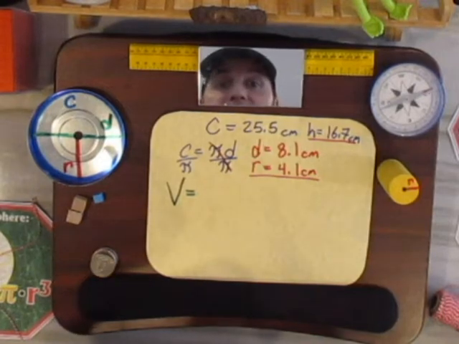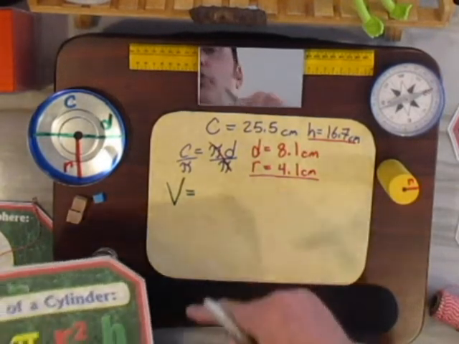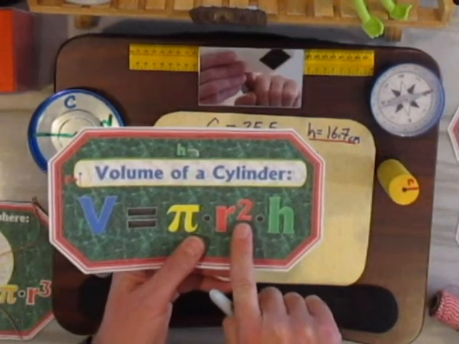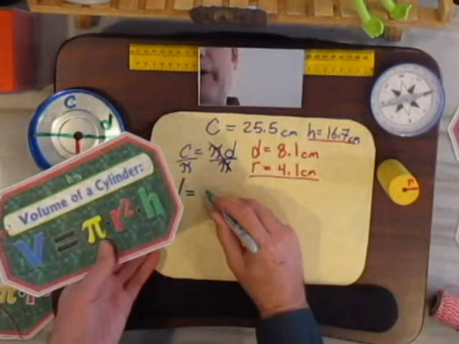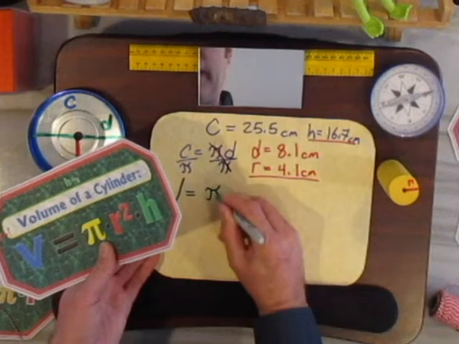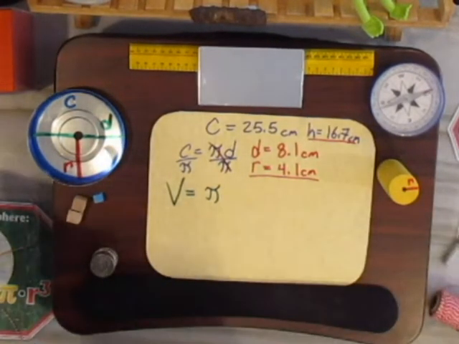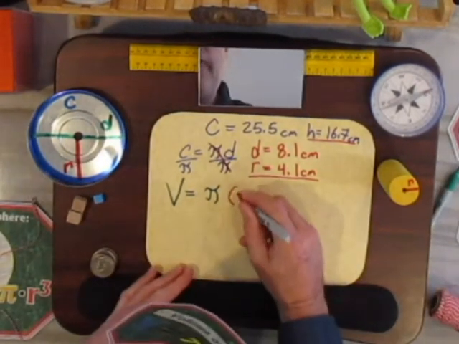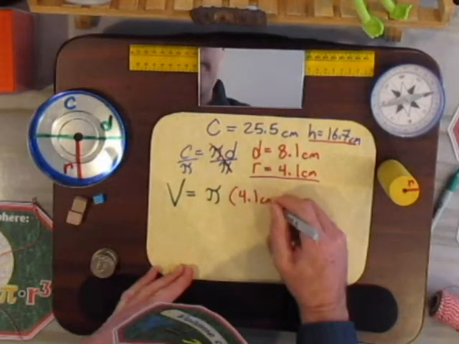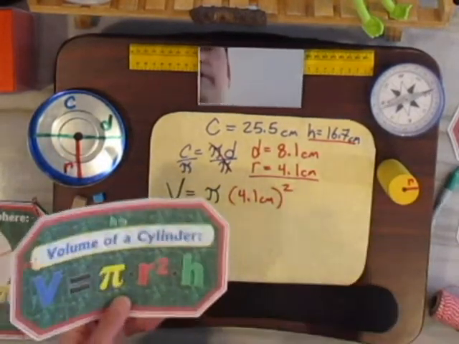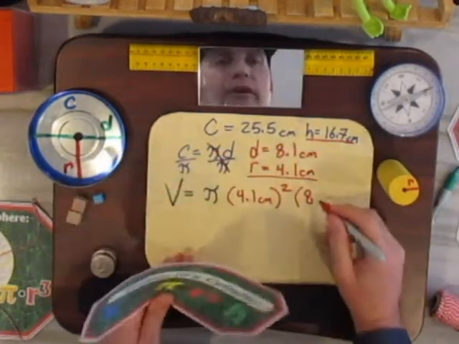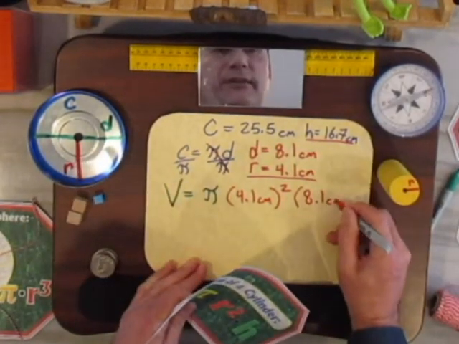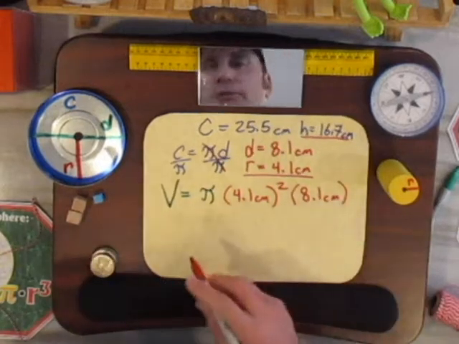And that's because if you had left it in there, you'd be squaring it. So you can't leave it in there. You have to get rid of it and then put it back. So I'm going to put pi right here, and then R, which is 4.1 centimeters, but squared. And then H is not squared. So notice, only the R is squared. So 8.1 centimeters. Okay, so let's work through this.